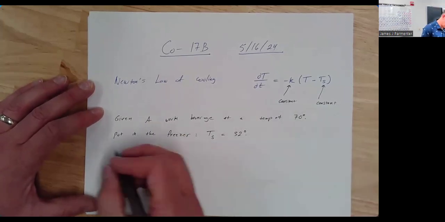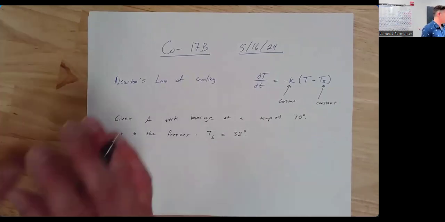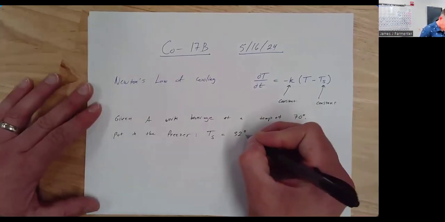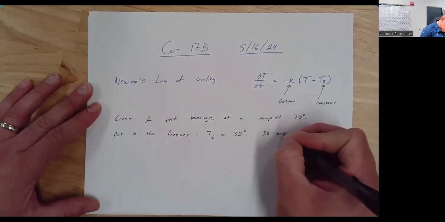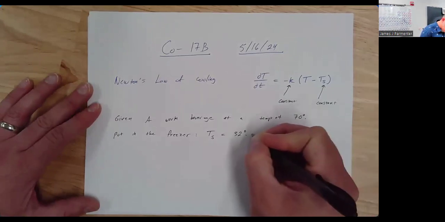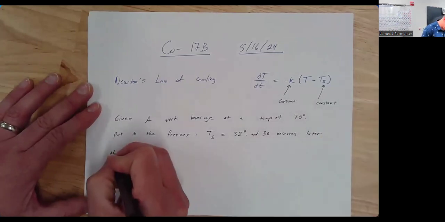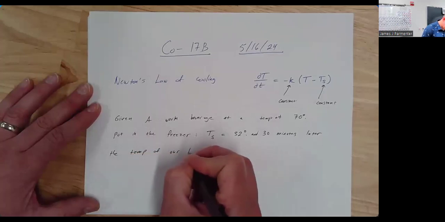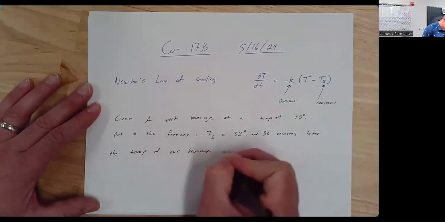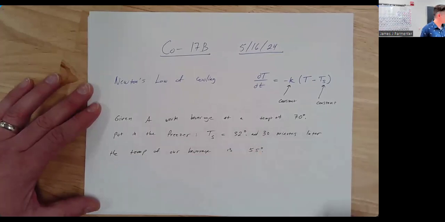And let's say, I'm just going to make up numbers here, so things might not come out very logically, but that's fine. The math is what we're going to do here. So we observe that 30 minutes later, the temperature of our beverage is 55 degrees.